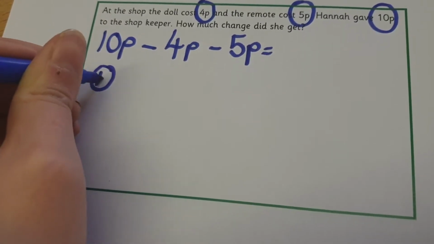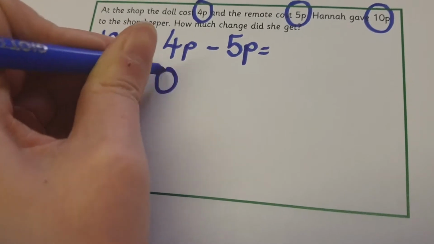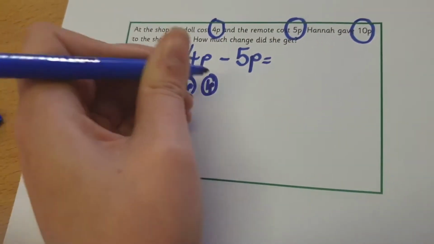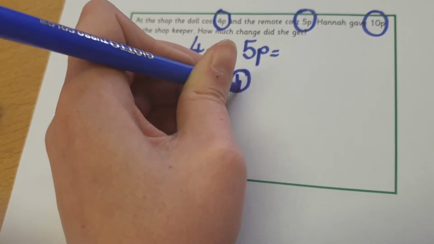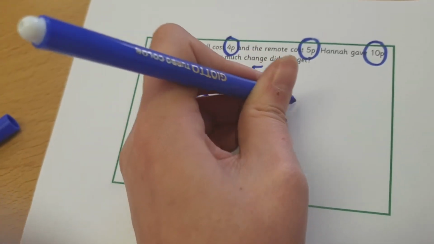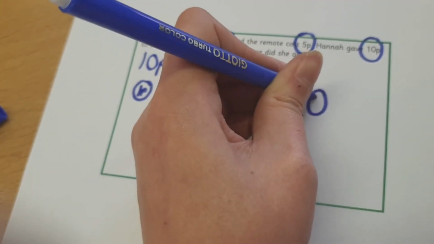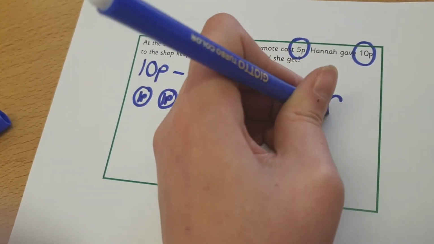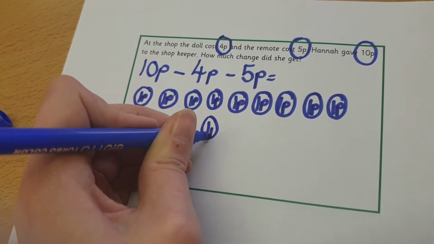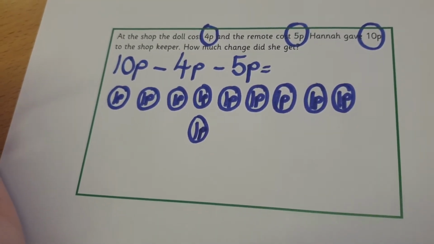Count with me. 1p, 2p, 3p, 4p, 5p, 6p, 7p, 8p, 9p, 10p. Well done. Now then, I have got 10 1p's.